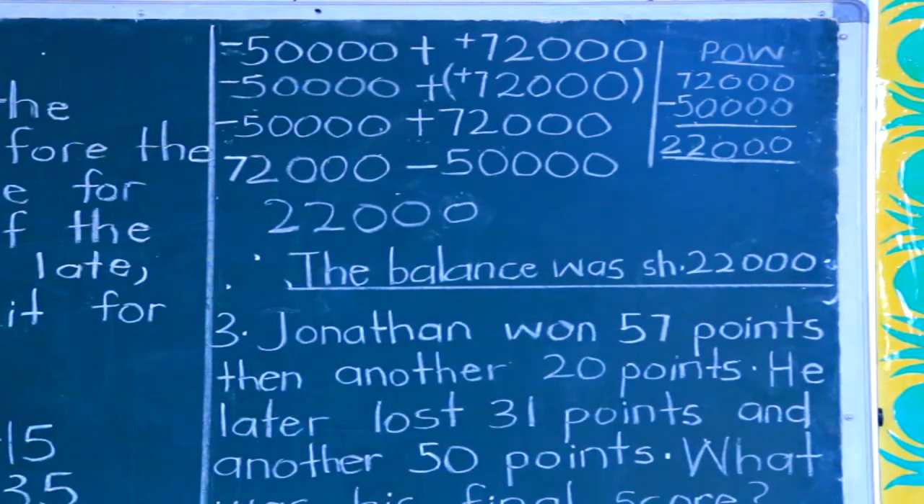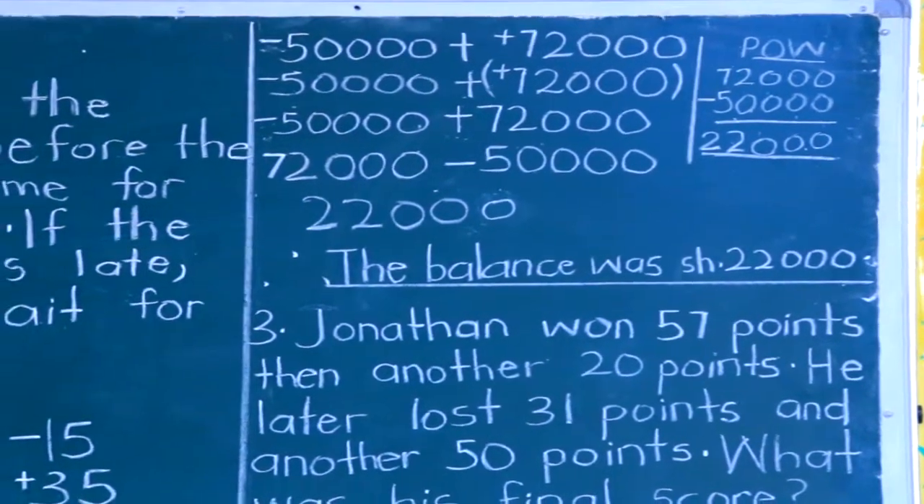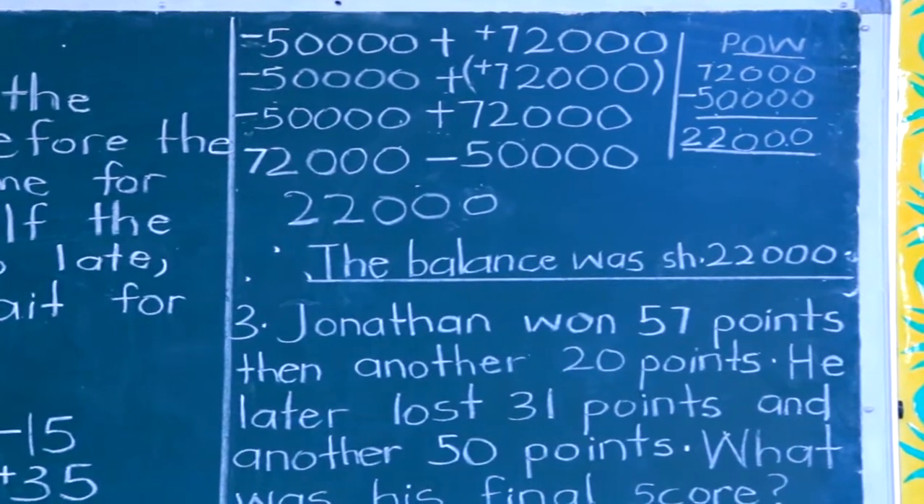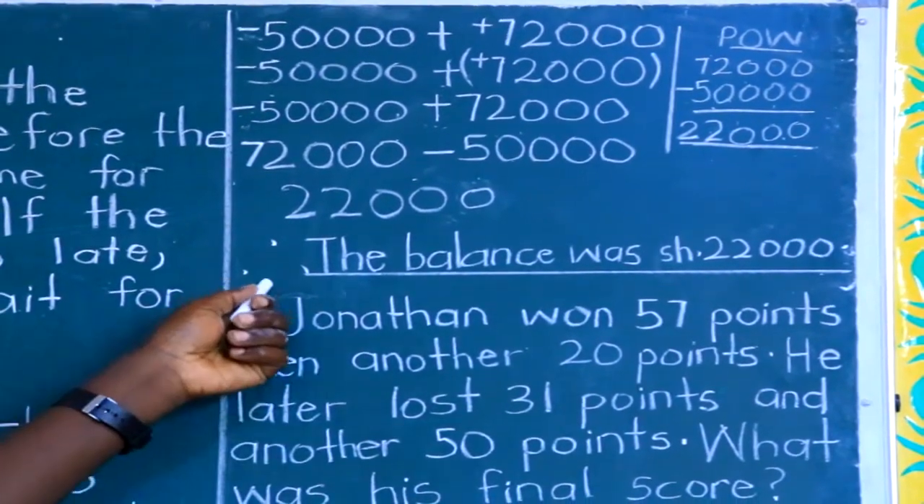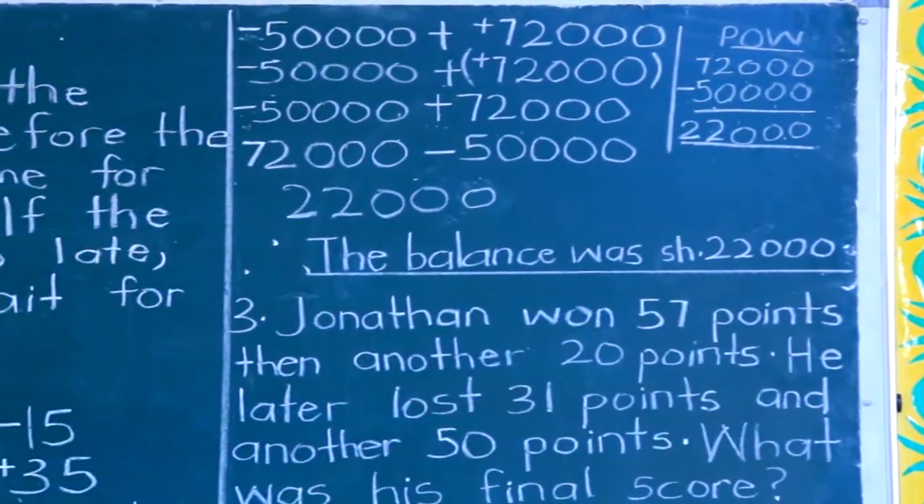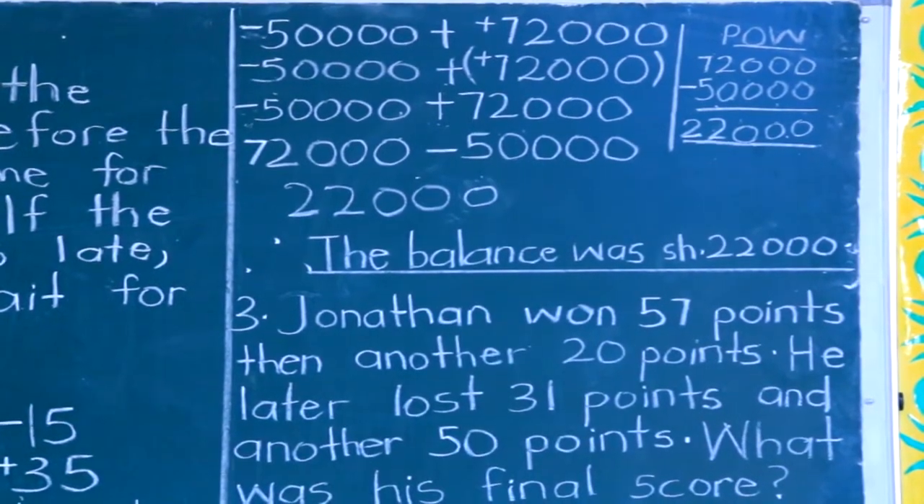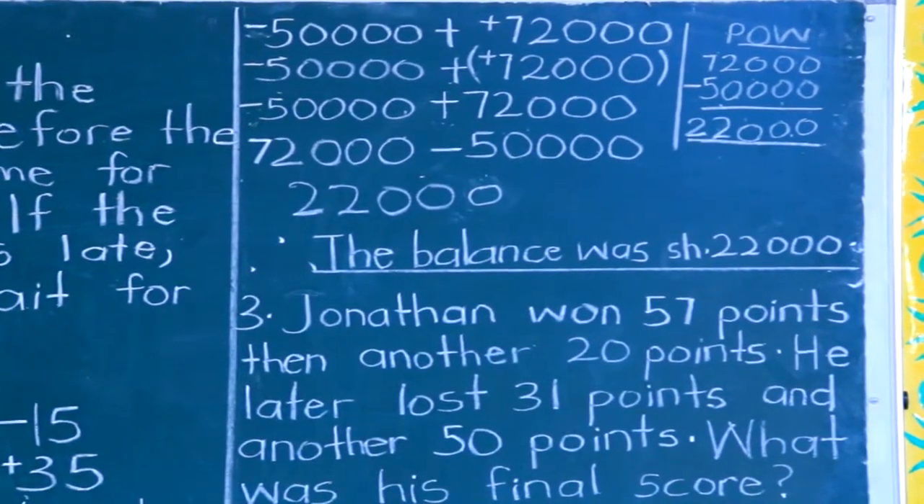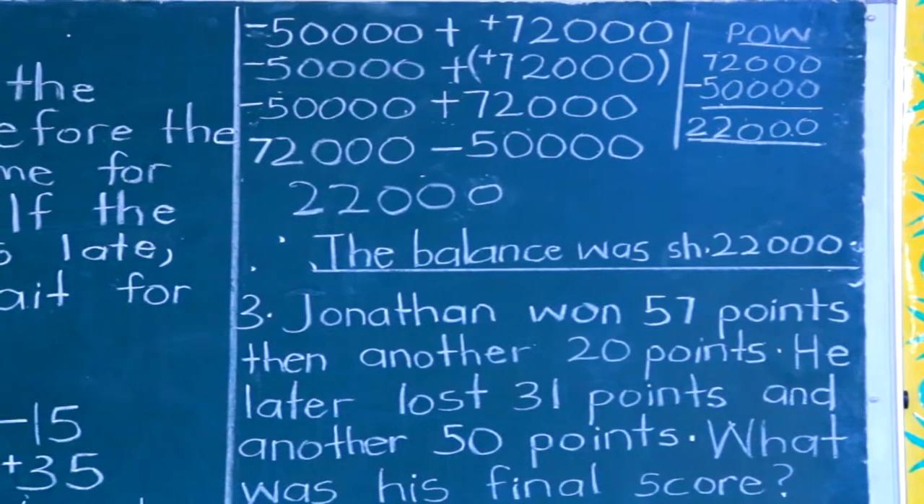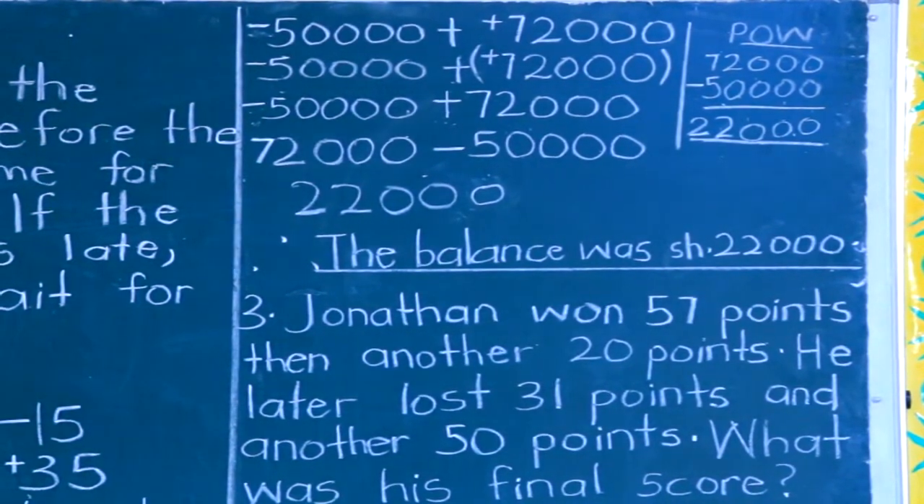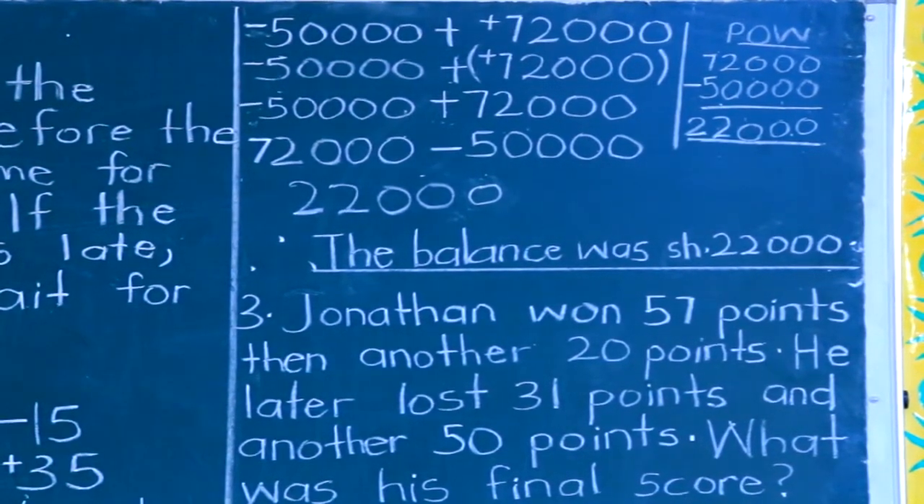So the question was asking for the balance this Mukasa had after paying off the debt. So we say therefore the balance was 22,000 shillings after Mukasa settled that debt. In that way, you have applied what is called integers.